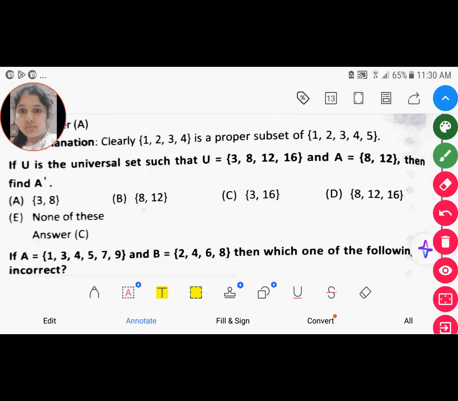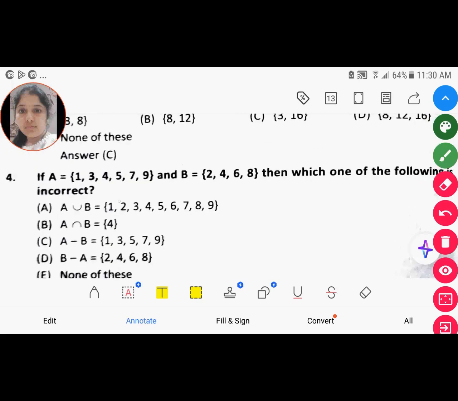Okay, now the universal set is given, A is given, you have to find the A dash. So A dash or complement of A is the set of the elements which are there in the universal set but not in A. So 3 is not in A, 16 is not in A, so the set containing these two numbers is the complement of set A.